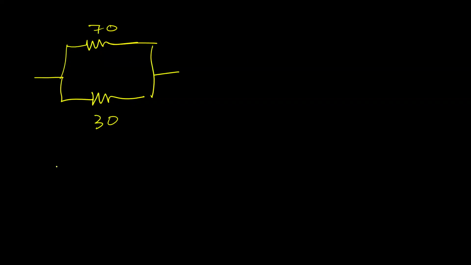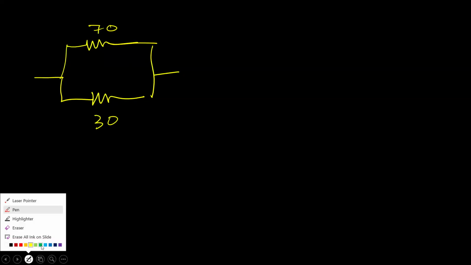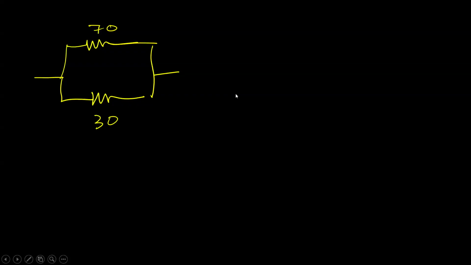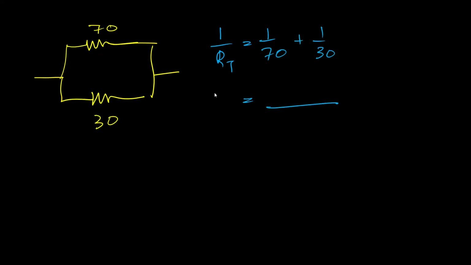Yes, here we can't use our short form because these are different. So you can go to the old traditional method. 1 over RT equals 1 over 70 plus 1 over 30. Then go to the reciprocal. The LCM of 70 and 30 is 210, no?